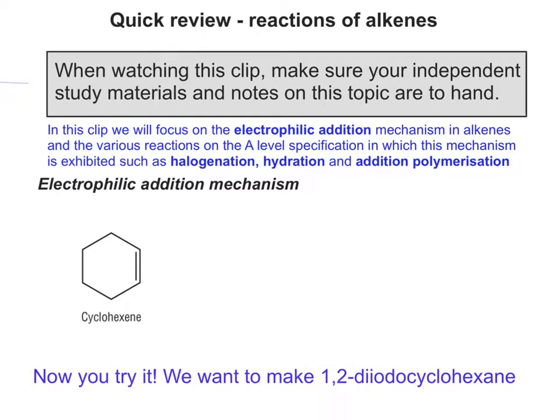So this time you give it a go. We want to make 1,2-diiodocyclohexane. So pause the clip and give it a go on a piece of paper or a whiteboard for 4 marks, and I'll go through the mark scheme afterwards.